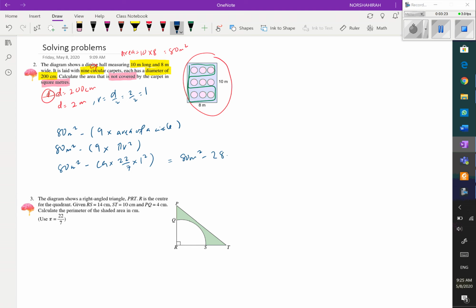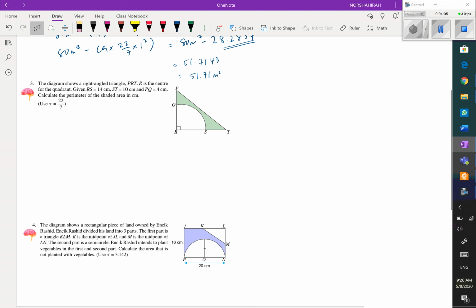So you akan dapat 80 meter square minus by 28.2857. Okay, remember again, if bukan jawapan akhir, make sure you punya decimal place ni bagi panjang sikit. Jangan 1 ataupun 2 decimal place, bagi lebih 4 ataupun 5. So barulah you buat 80 minus 28.2857, you dapat 51.7143. Barulah you round off kan, ambil at least 2 decimal places. So the area that is not covered adalah 51.71 meter square.